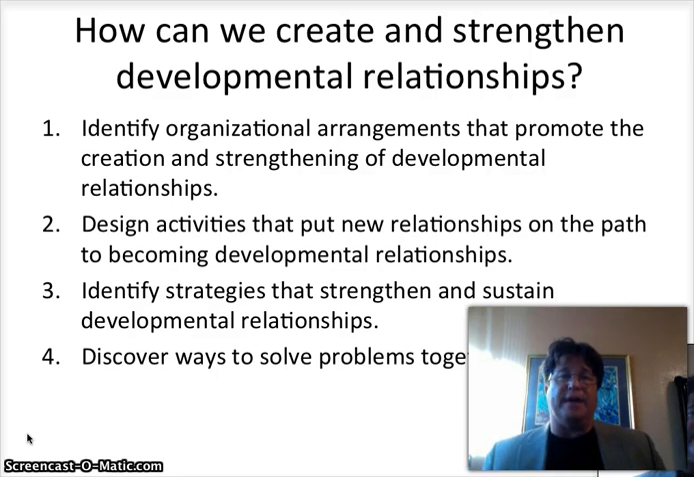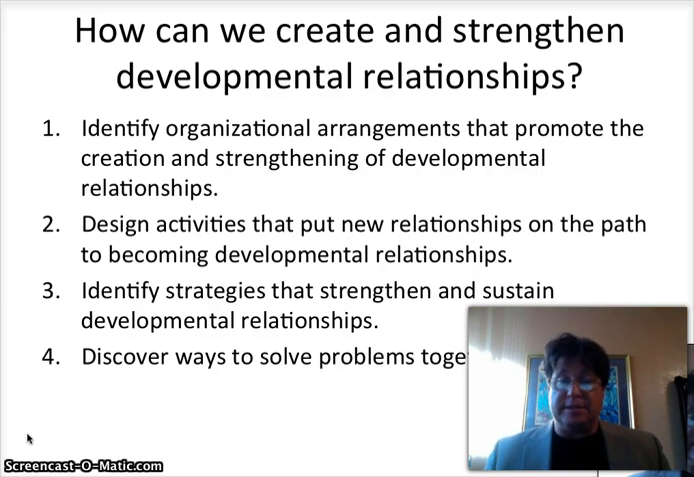The second way to create and strengthen these developmental relationships is to design activities that put these relationships on the path to becoming permanent relationships. So I always tell my students when I'm conducting research with them, and we've talked earlier in the course about how my students had quick writes about writing about a teacher they had a good relationship with, and the next day writing about a teacher they had a bad relationship with. Well, I would posit that if I did not have good relationships with my students, they simply wouldn't engage in that type of work with me.